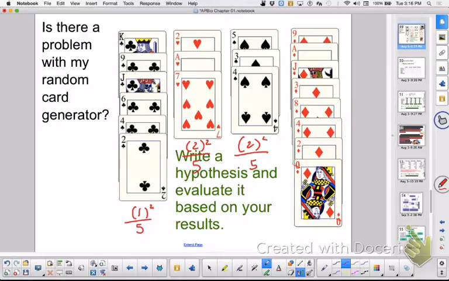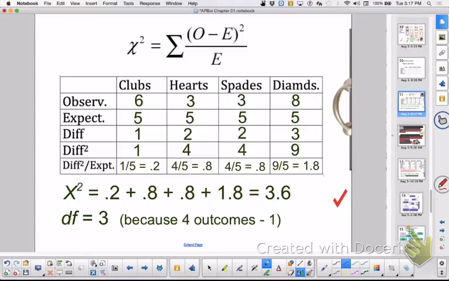And here I got 8. What am I? 3 squared over 5. Could you do that? Difference squared over what we expected, and just add them up. That number equals your chi-squared number that you're going to look up on the chart. We can do that, right? So I did the math for you here, and the number we came up with when we squared and divided by 5 was 3.6.